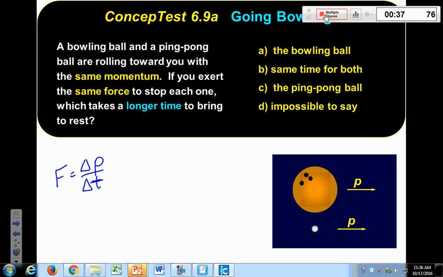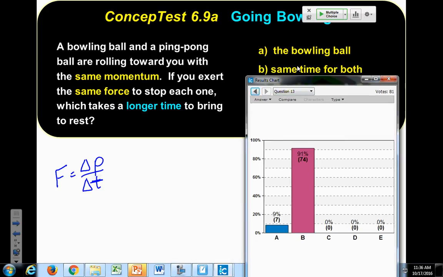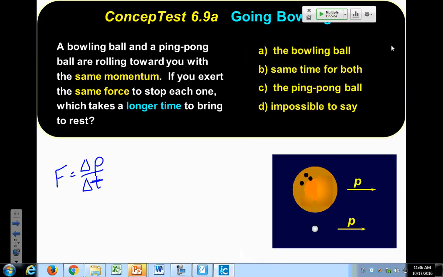All right, we'll stop at 42. 42. All right. B is right. Oh no. Okay, that's right. Yeah, because they have the same momentum. And they have the same force, so they're also going to have the same change in time.